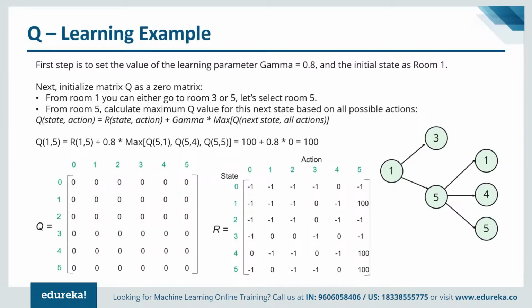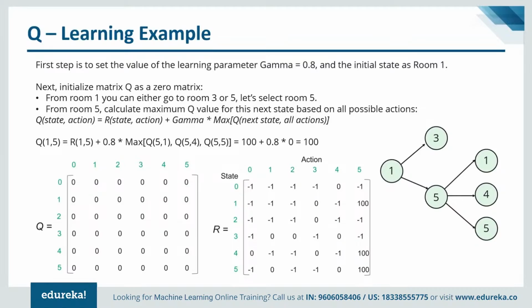So after you initialize the matrix Q as a 0 matrix, from room number 1, you can either go to room number 3 or room number 5. If you look at the reward matrix, you can see that from room number 1, you can only go to room number 3 or room number 5. The other values are -1 here, which means that there is no link from 1 to 0, 1 to 1, 1 to 2, and 1 to 4. So the only possible actions from room number 1 are to go to room number 3 and to go to room number 5.